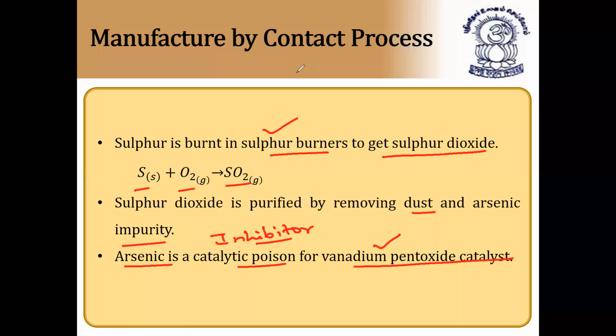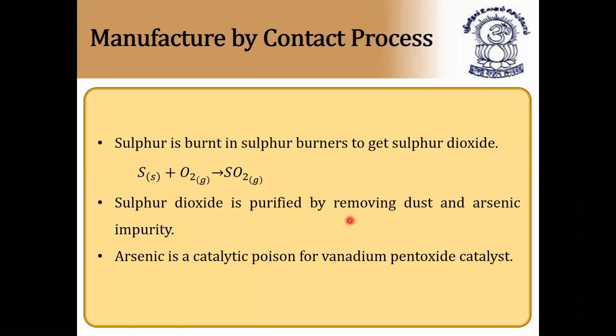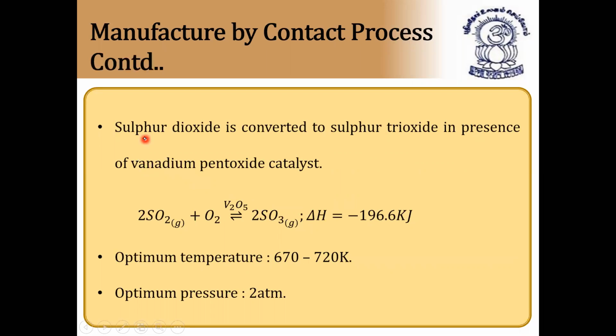This sulfur dioxide so formed contains arsenic as an impurity, and it has to be removed because it acts as an inhibitor for catalytic activity. Then the sulfur dioxide is converted into sulfur trioxide in the presence of vanadium pentoxide as catalyst. So for the activity of the catalyst, we have to remove arsenic.